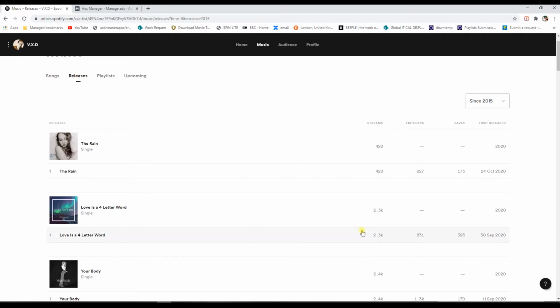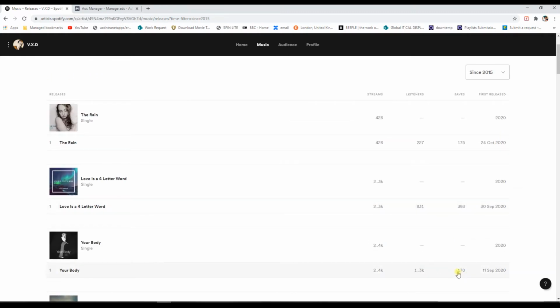Compared to my previous release, the results are comparable, but I would say they're even better now, because we only have 428 streams. My previous release got to 2.3 thousand streams and only 393 saves. And the release before that, the one I did my first ads campaign for, got a lot fewer saves. So the trend, I think, is upwards in terms of saves. If I can get to 1,000 streams, which is more than double what I've got now, and get 300 saves, I'd be really happy. So that's the first thing I wanted to show you.